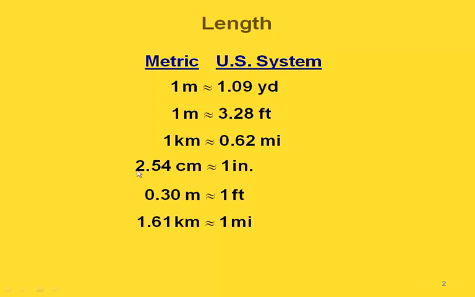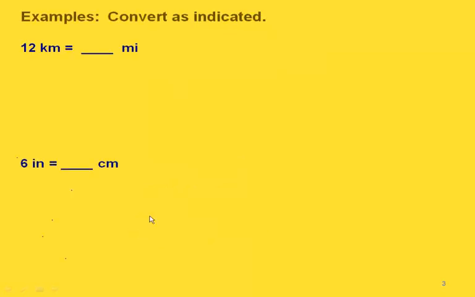Then if we're going the other direction, if we have 1 inch, that's equal to approximately 2 54/100 of a centimeter. 1 foot is equal to 30/100 of a meter, and 1 mile is equal to 1 61/100 of a kilometer. Let's do a couple of examples of converting from one unit of length to another.